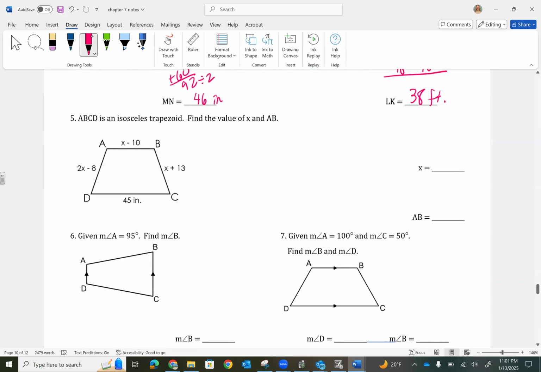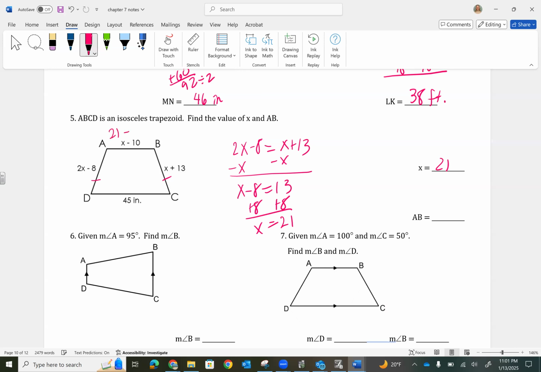Okay, this is an isosceles trapezoid. So if it's an isosceles trapezoid, what will be equal? The legs, the non-parallel sides. That means that 2x minus 8 has to equal x plus 13. So subtract x to get all the x's to one side. x minus 8 equals 13. Add 8 to both sides, and x is equal to 21. And the length from A to B is going to be 21 minus 10, or 11, and that is going to be inches. And notice that down here they used inches.